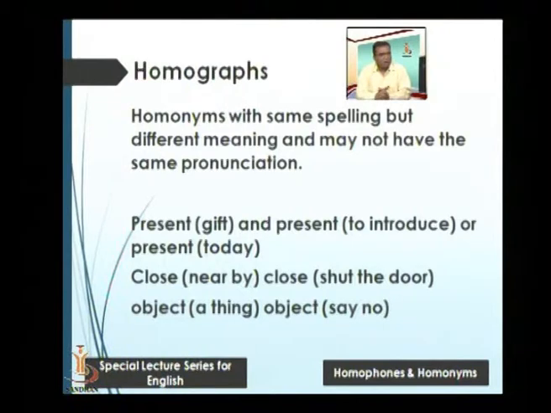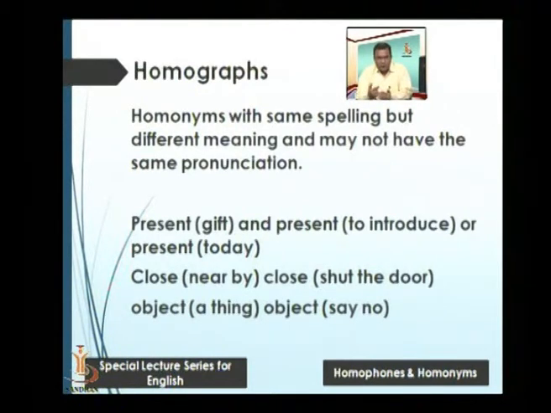Homographs, the discussion continues. Another word is present, in the sense of gift. On some occasions, we present people with some specific things as a token of our reverence, as a token of our love. That is present. Its synonym can be gift. So that word present is used there.